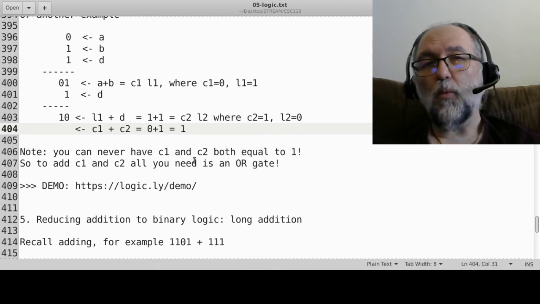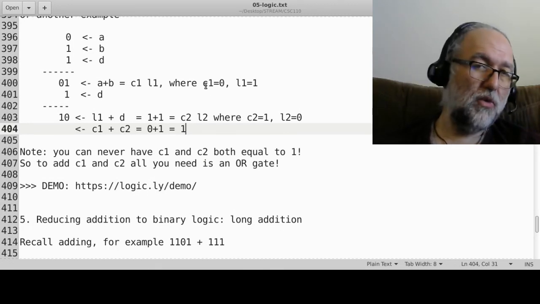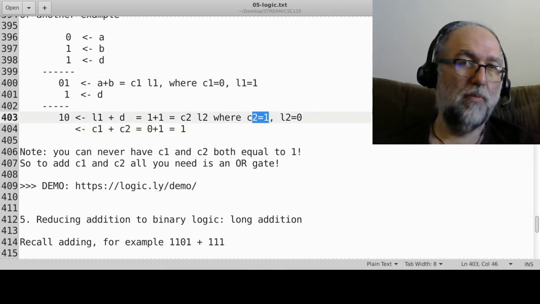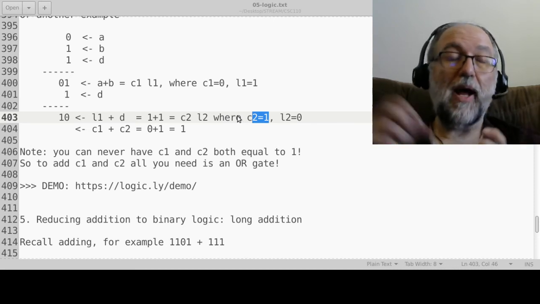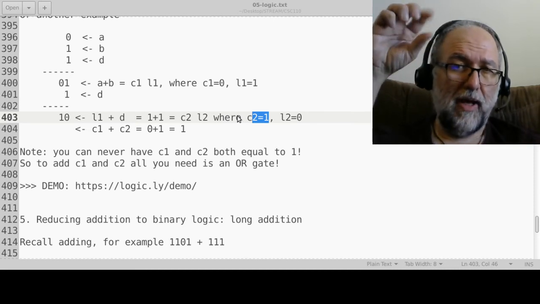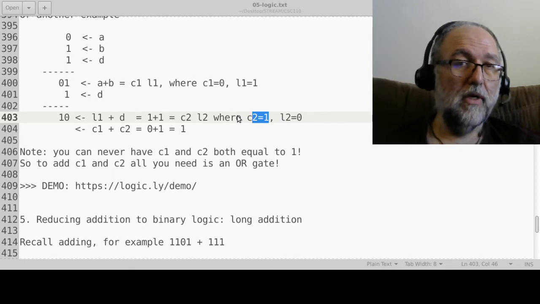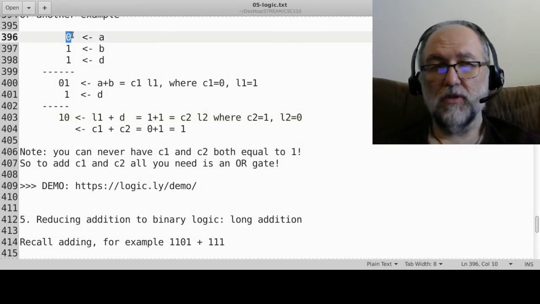You might wonder at this point, are you ever going to be in the situation where both of the carries, C1 and C2, are 1? And the answer is no. Never. Go through all 8 possibilities. There are 8 possibilities because the first number has 2 possibilities, 0 or 1, and the second number could have been either a 0 or 1.